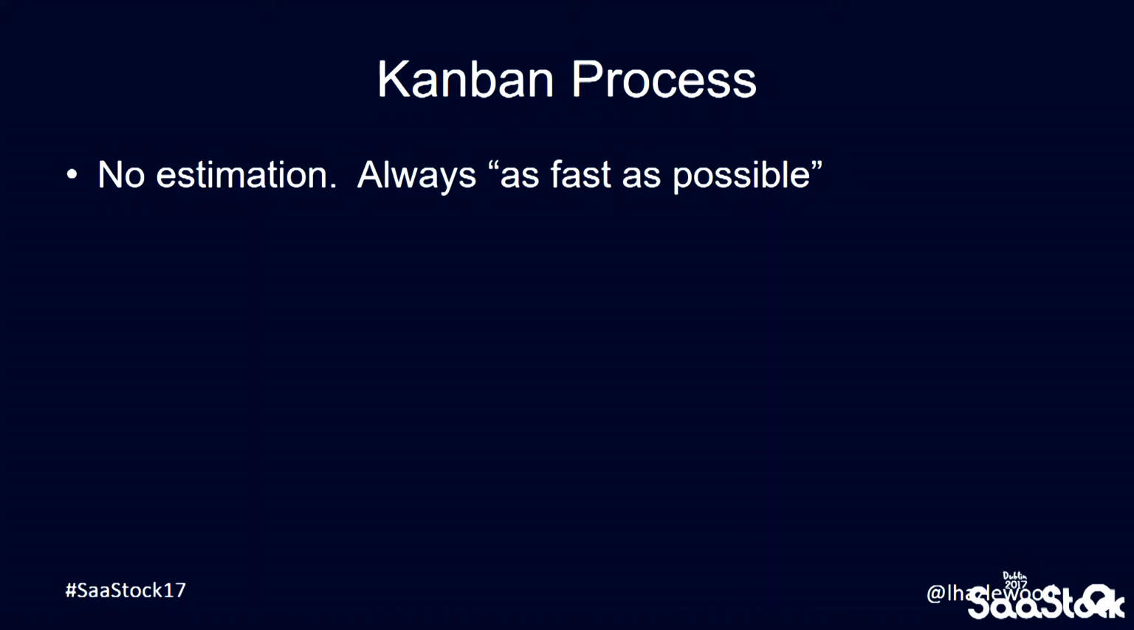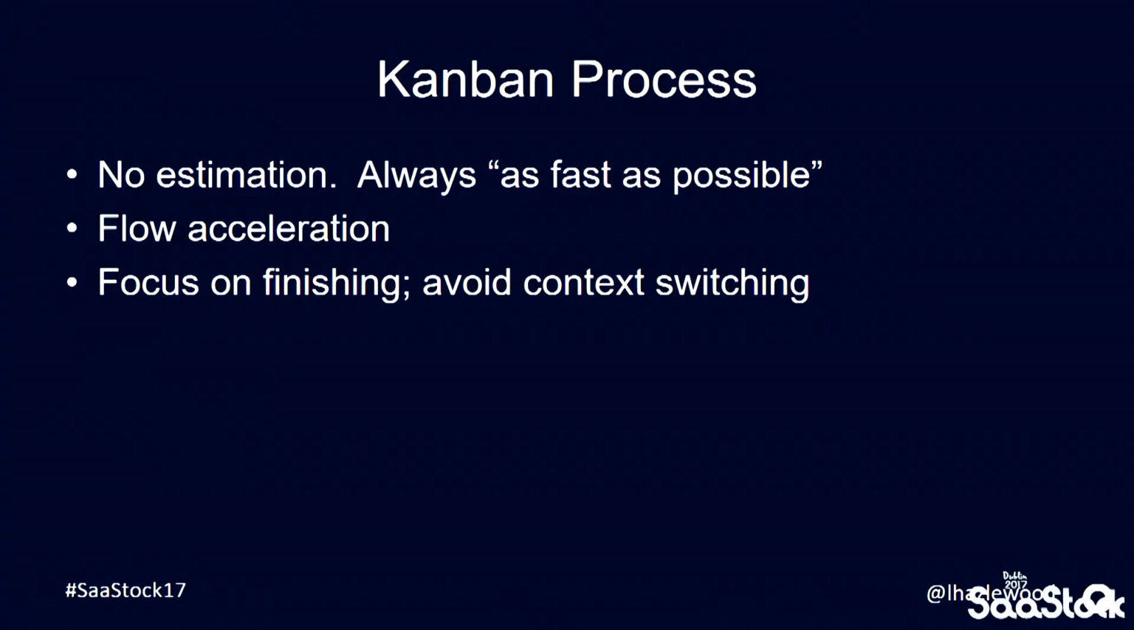So the Kanban process is interesting. There's no estimation. Everything's always as fast as possible. It's a flow model. Let's get this stuff done as fast as possible. There are no deadlines. There's flow acceleration. Things that are further down the board have higher priority than things earlier in the board. And there's a focus on finishing. You want to get that stuff off the board. Anything that's on the right-hand side of the board close to done or finished, you want to focus on that first, get it out. So there's a constant pressure, or at least psychological pressure, on getting things off the board.